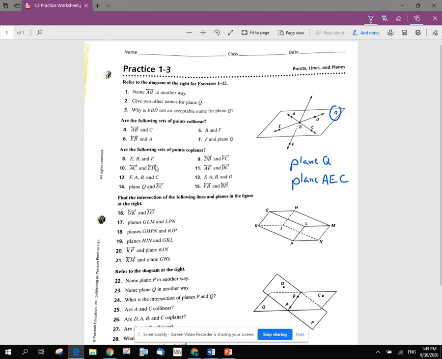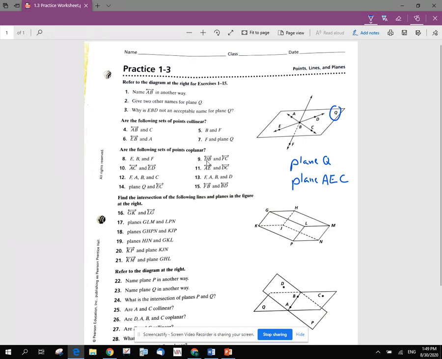Let's tackle just a couple of questions in here. Are the following sets of points coplanar? EBF. Absolutely. There would be a plane that would pass through E, B, and F. Even though it's not the plane that's drawn, there is a plane, as we saw in one of the postulates, that passes through any 3 points. So yes, there would be.